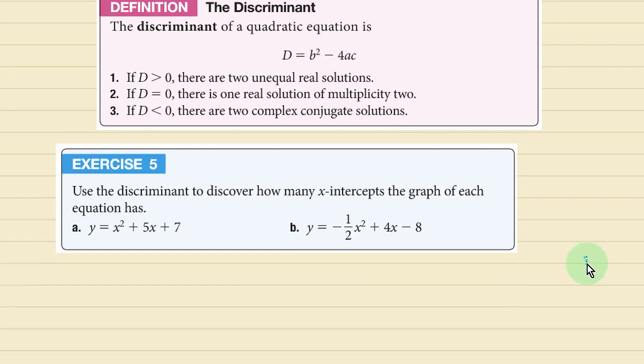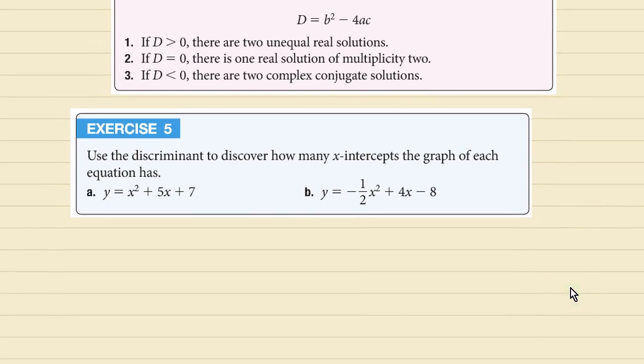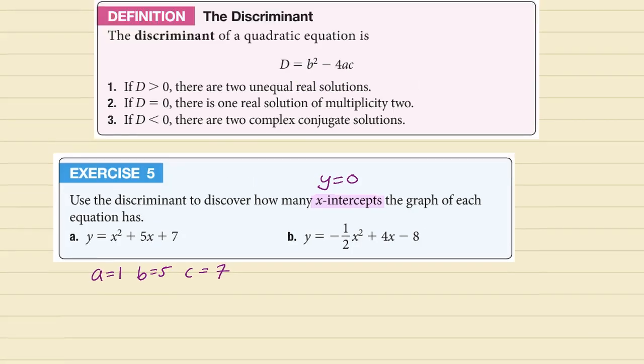And here's an exercise we can do. I'm going to do A for you just because I haven't done anything quite like this yet, and I'll let you do B on your own. So we want to know how many values of x make it so y is 0. And we're talking about the x-intercept. So we can say our a here is 1, b is 5, and c is 7. Plug those into the discriminant formula so we don't have to do the whole quadratic formula.